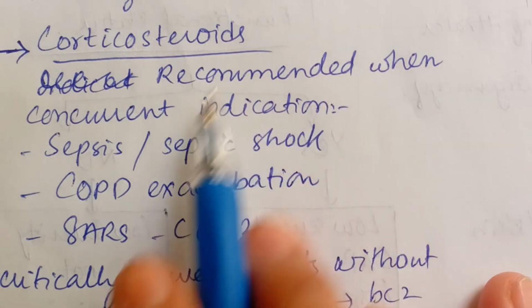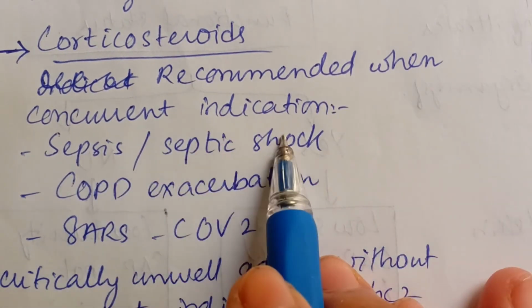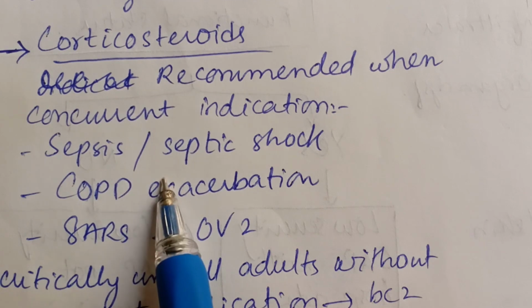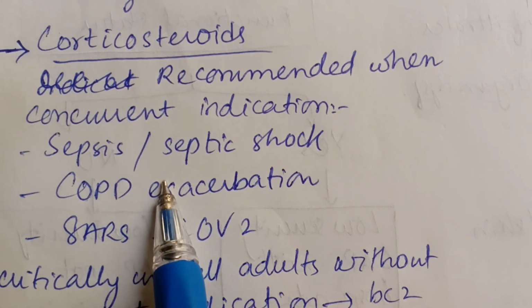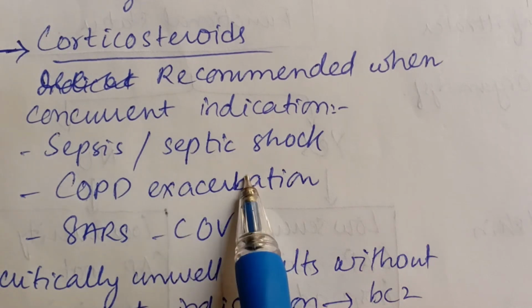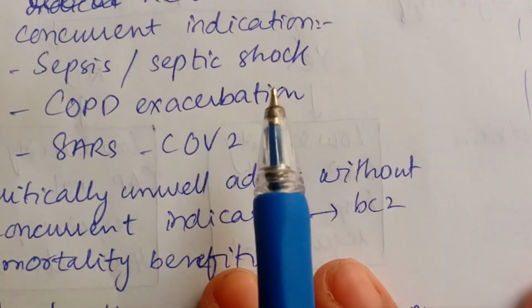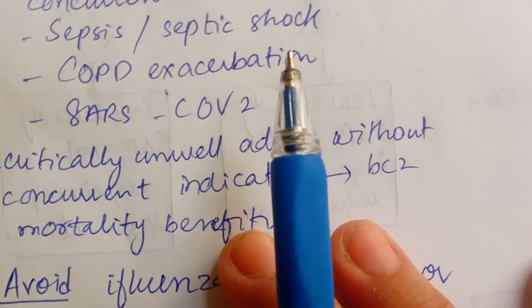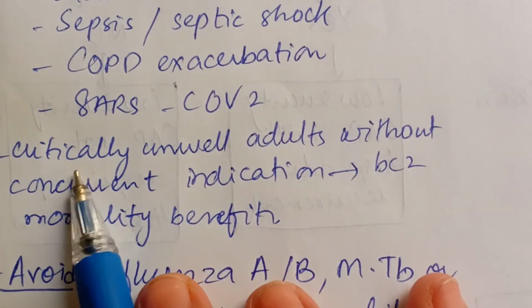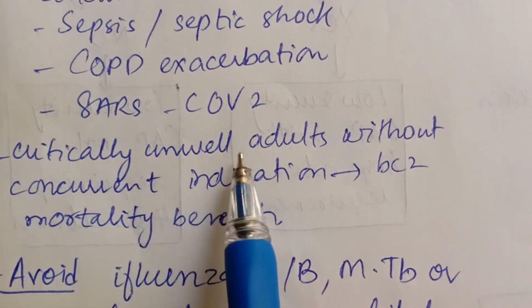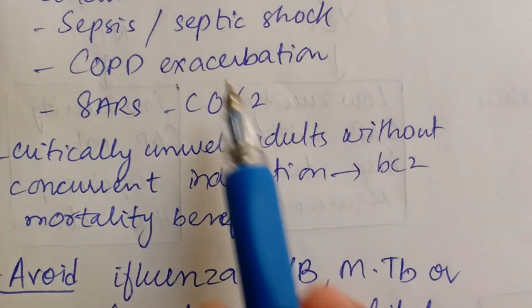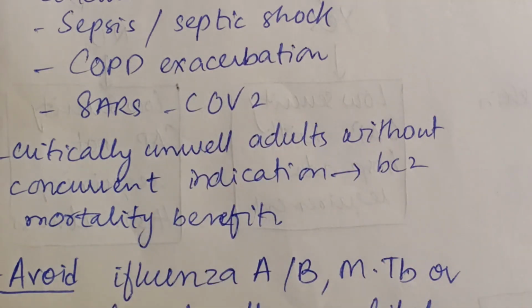What can be the indications for steroids? Sepsis or septic shock. The patient already has COPD and has got pneumonia with a COPD exacerbation. Or the patient has SARS-CoV-2 virus. Then we are going to administer the steroids. And if the patient is a critically unwell adult and does not have any of these concurrent indications, the steroids still have a mortality benefit. So we are going to administer steroids in critically unwell patients.